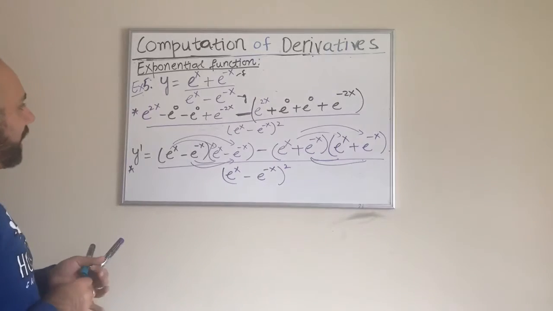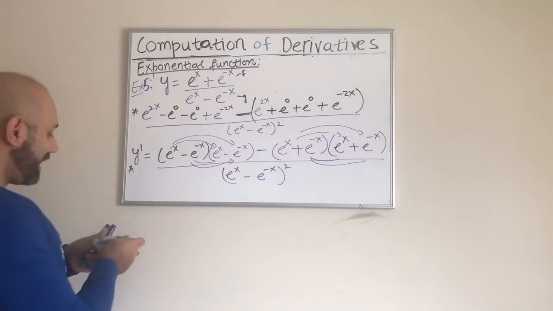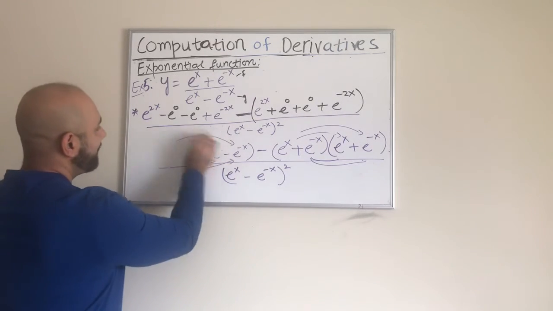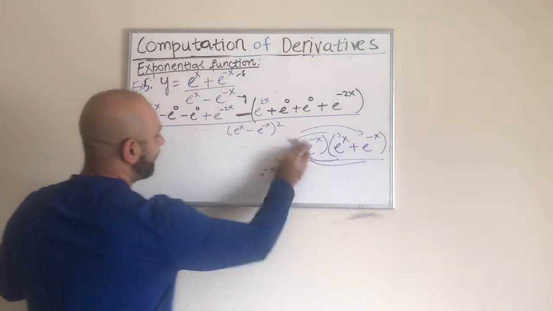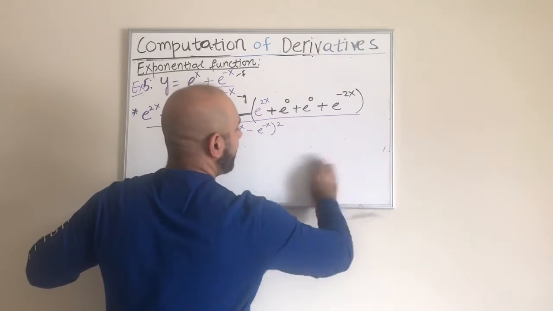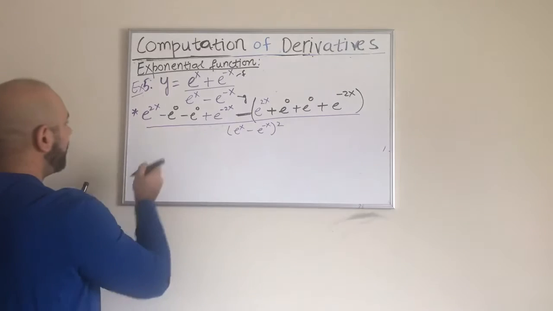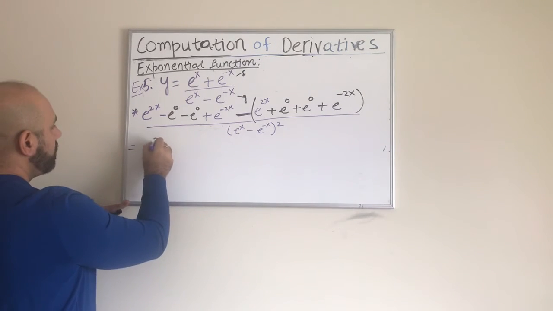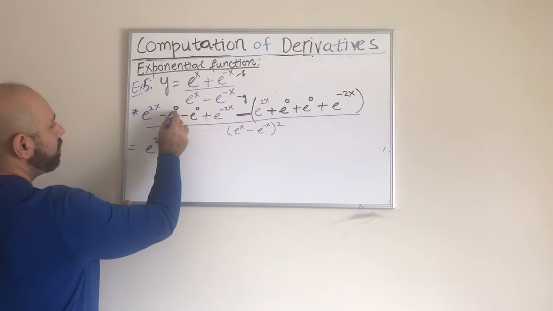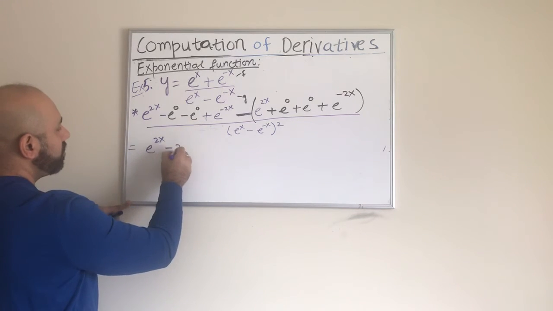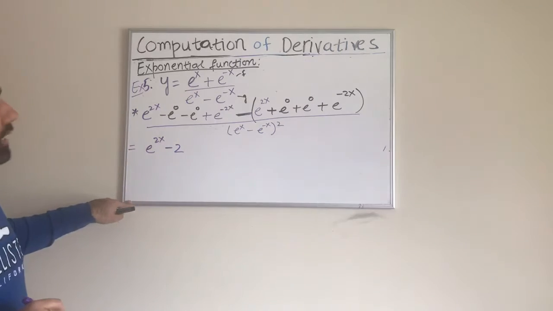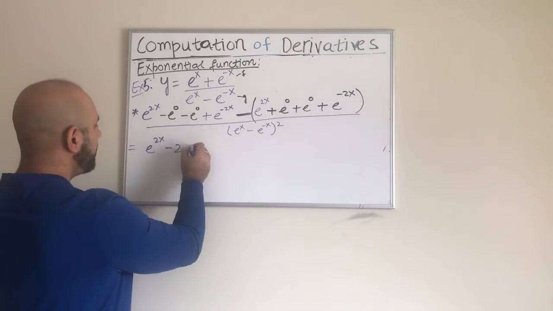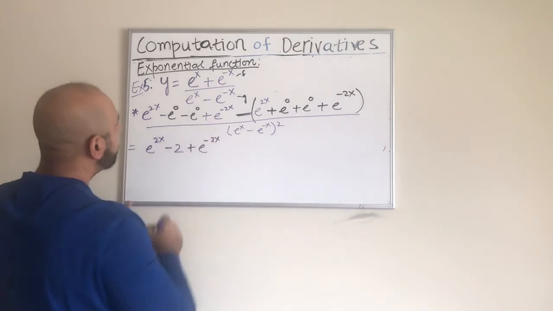Guys, in order to simplify all this, we have to get rid of the last step so that we have space to simplify things. So I'm getting rid of this, and let us simplify the numerator now. There's a lot to simplify here. So guys, this is e to the power 2x. This is e to the power 0, which is 1. This is 1, so it will add up to negative 2, right? Negative 1 and negative 1. And then I have plus e to the power negative 2x.